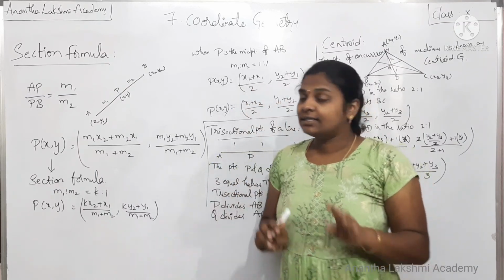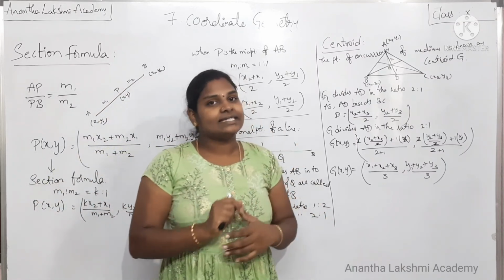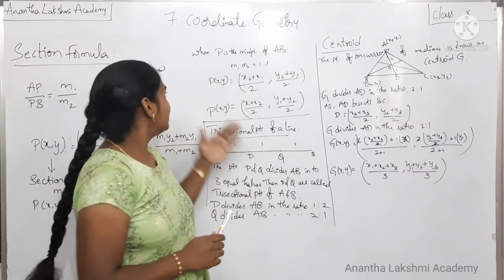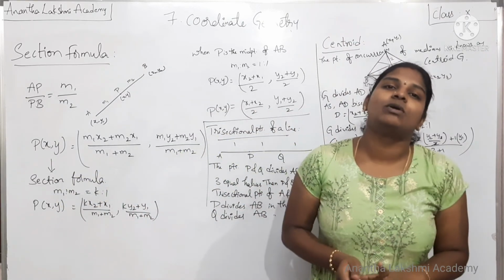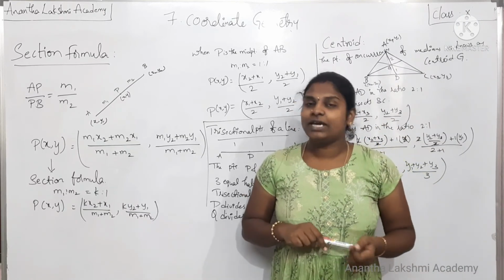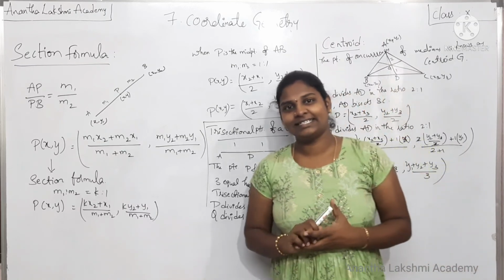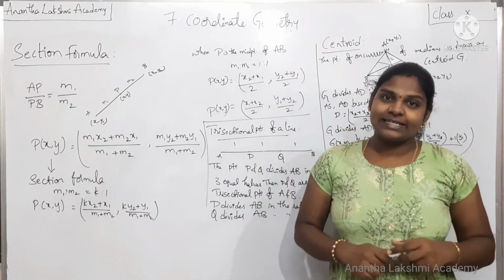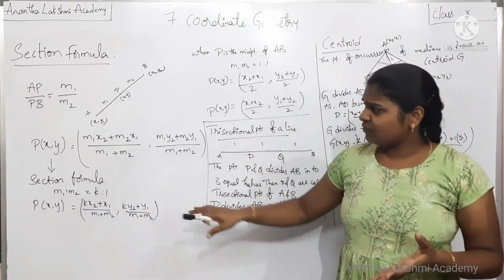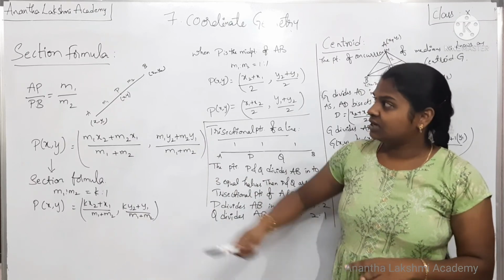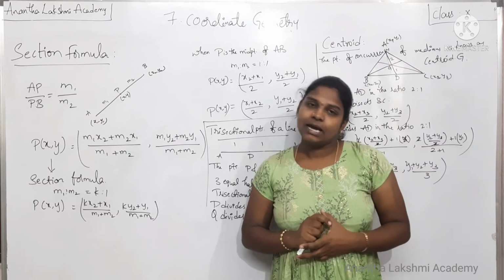These are the three important concepts that are needed for us to get started with exercise 7.2: section formula, trisectional points and centroid. All the problems will be based on this. But even before we go to the exercise, we need to go through the examples. So please go through the examples as soon as you understand this concept. And if you want me to solve any of the section formula theory that is given in the textbook, please do let me know in the comment section.